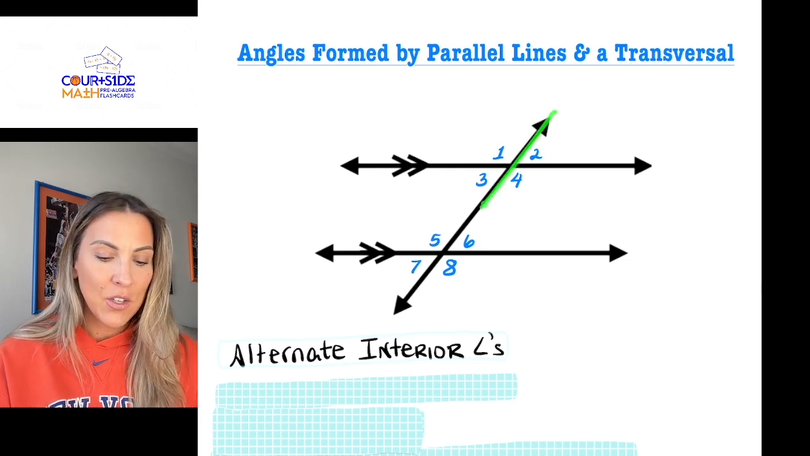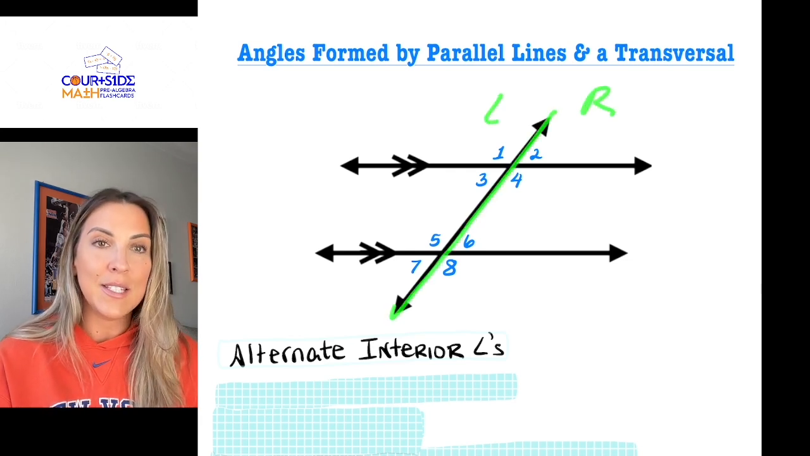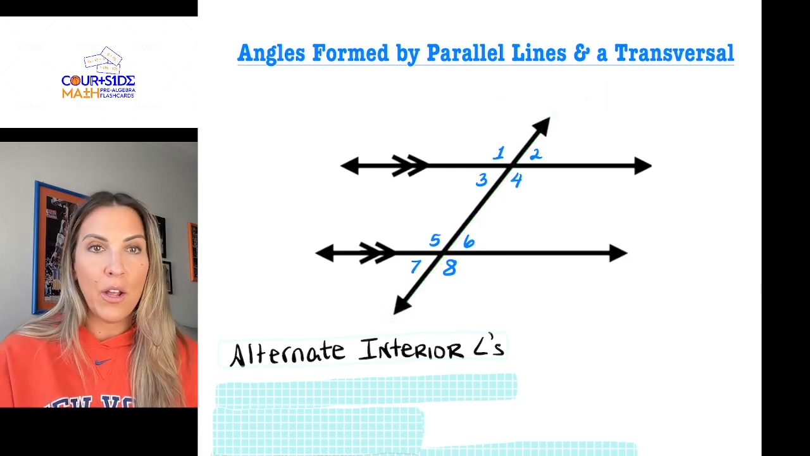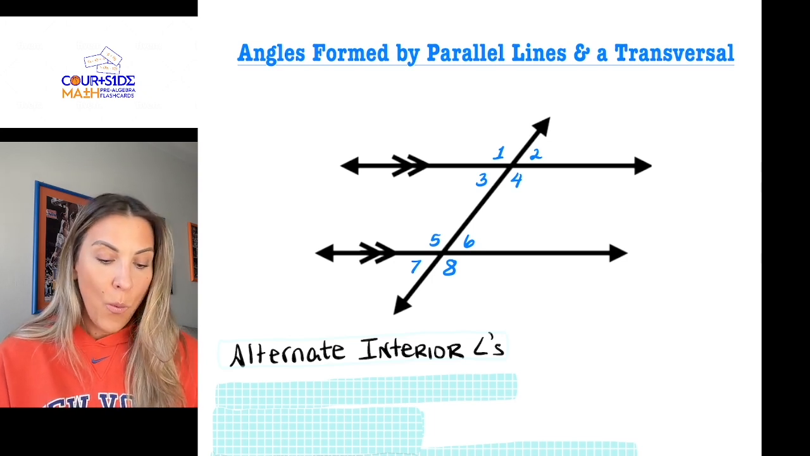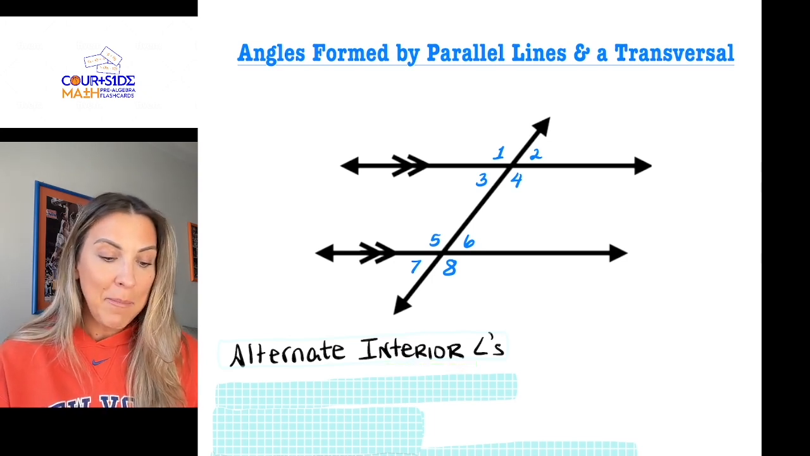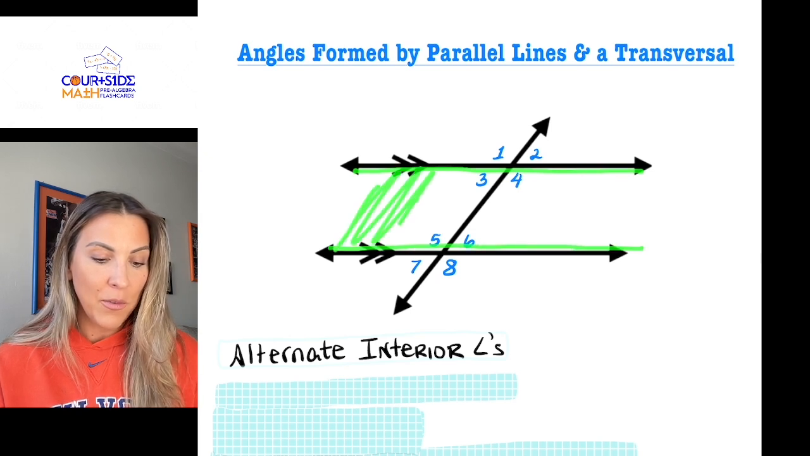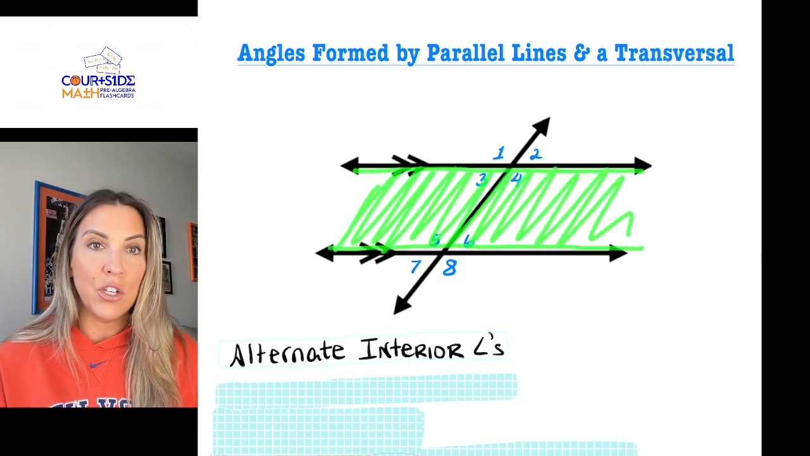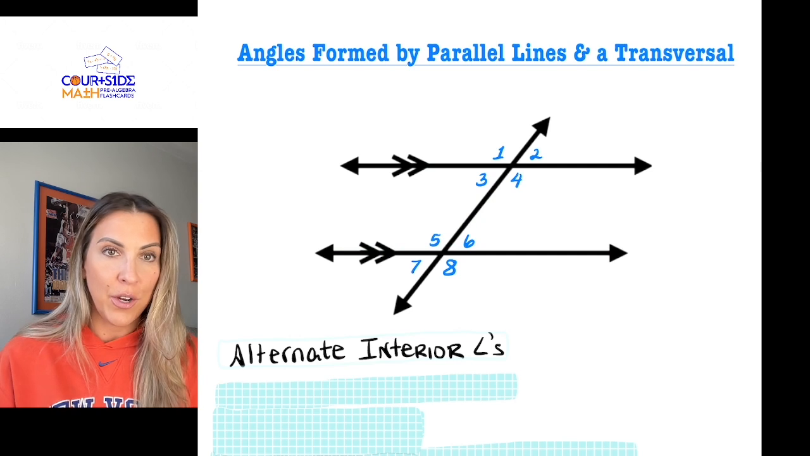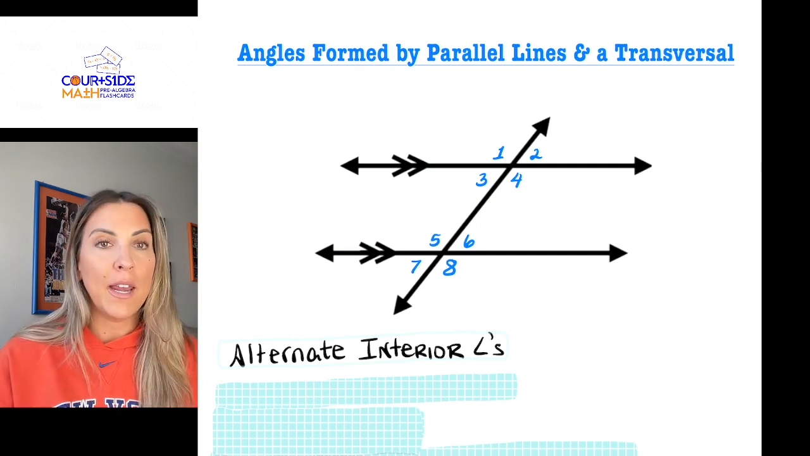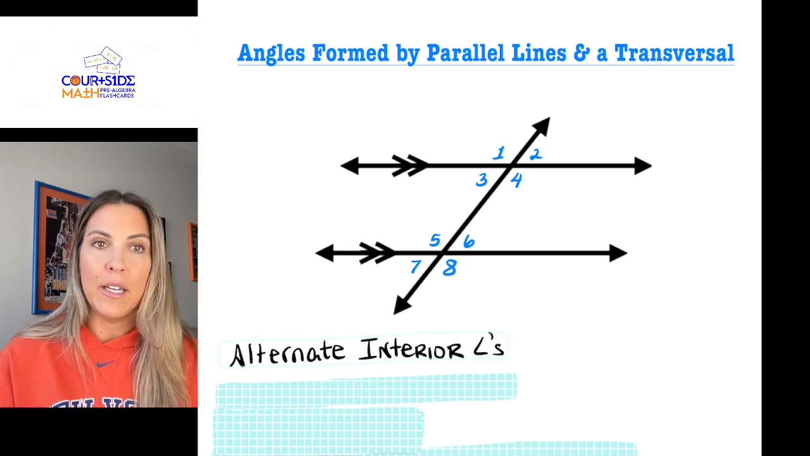So if you think about the transversal like the street, when I say alternate, I mean opposite sides. So when I look at the transversal, there's a left side and a right side. I'm talking about angles that are on opposite sides. When I say interior, I mean inside of the parallel lines. So I'm thinking about the angles that are in this green region right here. That's what I mean by interior, okay? And we're always going to be talking about angles that are diagonal. They're not going to be right next to each other.